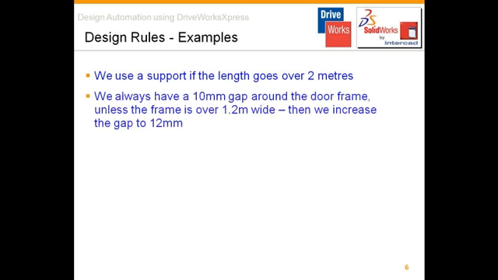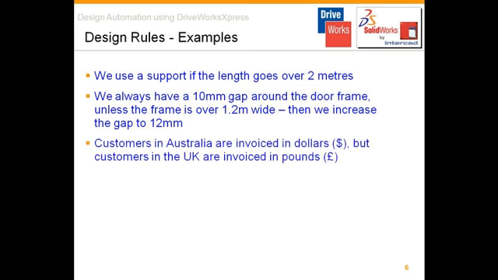Or we always have a 10mm gap around the door frame, unless the frame is over 1.2 meters wide, then it's increased to 12mm. Again, a simple if statement could control that. Just check the width of the frame and then assign the gap. Or it could be non-technical along the lines of this. You might be able to choose where your customer comes from, and then your invoice is automatically produced in the appropriate currency. In Australia we have dollars, in the UK they have pounds. They're very, very simple rules, but that gives you an idea of what I mean.